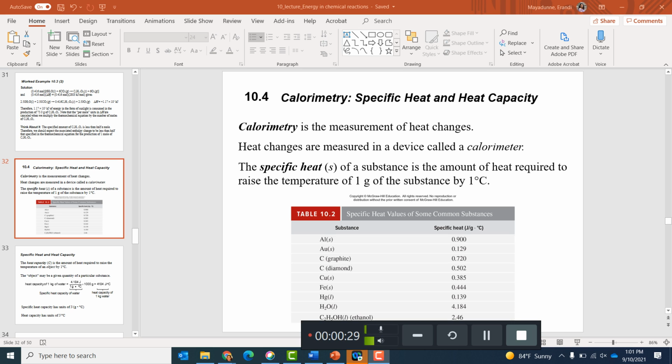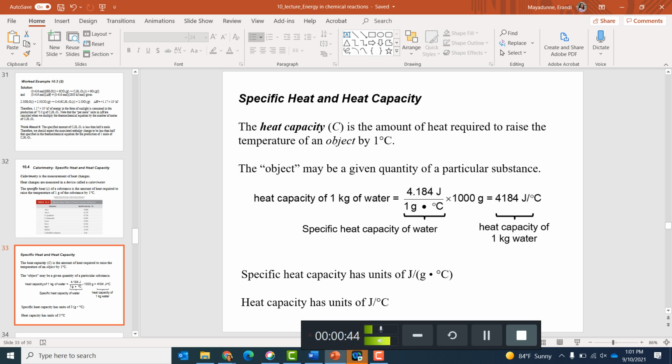The specific heat of a substance is the amount of heat required to raise the temperature of 1 gram of a substance by 1 Celsius. Heat capacity is the amount of heat required to raise the temperature of an object by 1 Celsius.